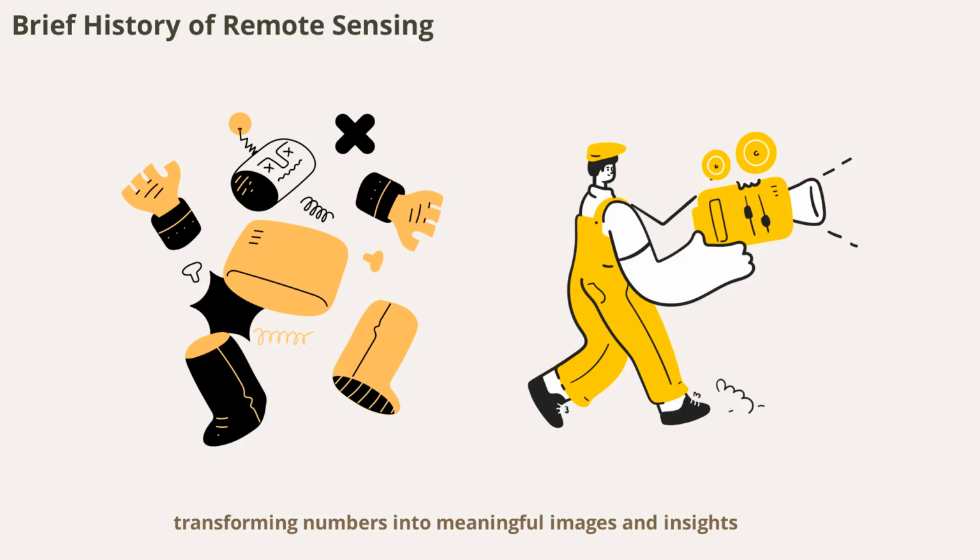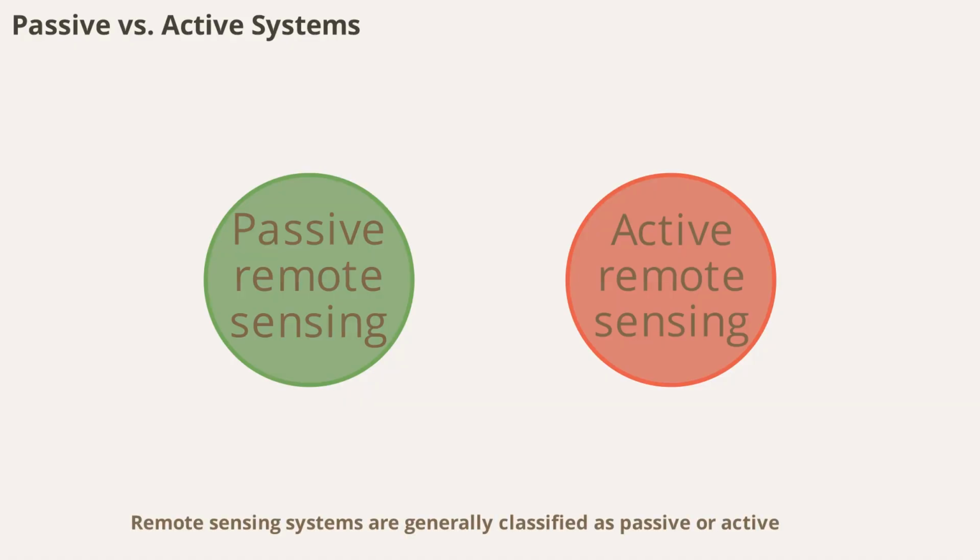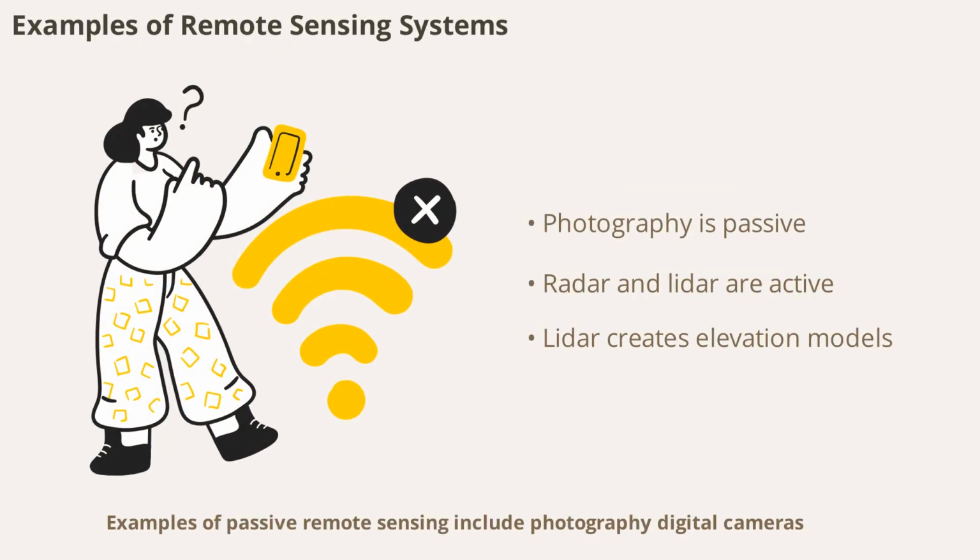Remote sensing systems are generally classified as passive or active. Passive systems, like ordinary cameras, rely on existing light or radiation, such as sunlight reflected from the Earth's surface. Active systems, on the other hand, emit their own energy, like radar or lidar, and measure what bounces back. Each type has its strengths. Passive systems are great for capturing natural light, while active systems can operate in darkness or through clouds, making them invaluable for certain applications. Examples of passive remote sensing include photography, digital cameras, and multispectral scanners.